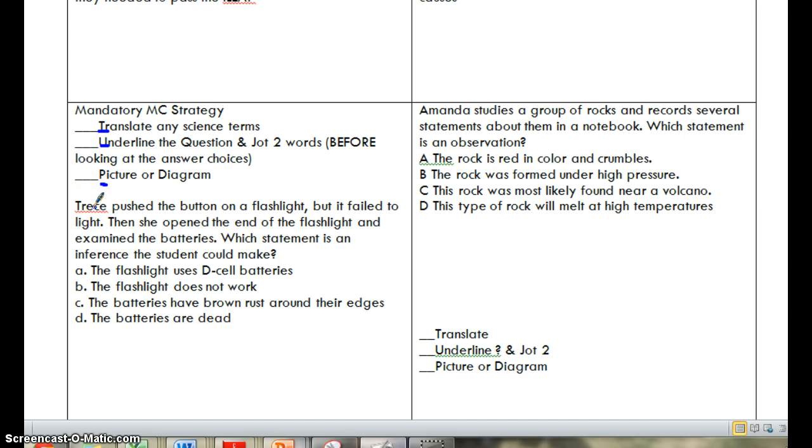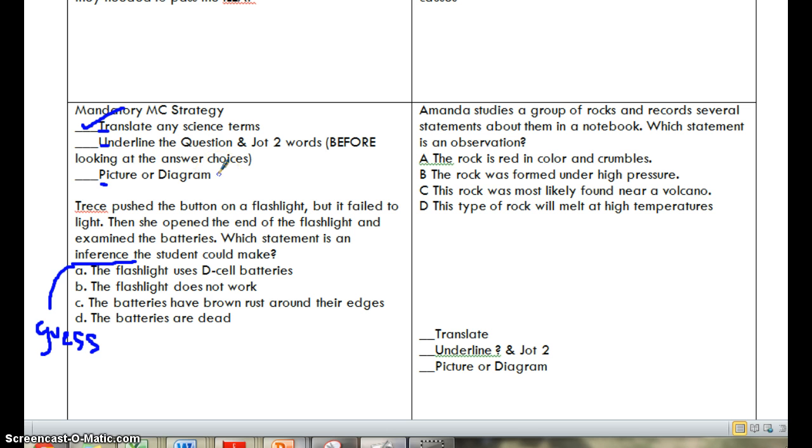Therese pushed the button on a flashlight, but it failed to light. She then opens the end of the flashlight and examined the batteries. What statement is an inference the student could make? My first step is T, translate. I'm going to translate inference into guess. My pen is your pen, even though it's a lot harder for me to write on the computer. That's a guess. So we translate it. I don't see any other science terms, so I can put a check.